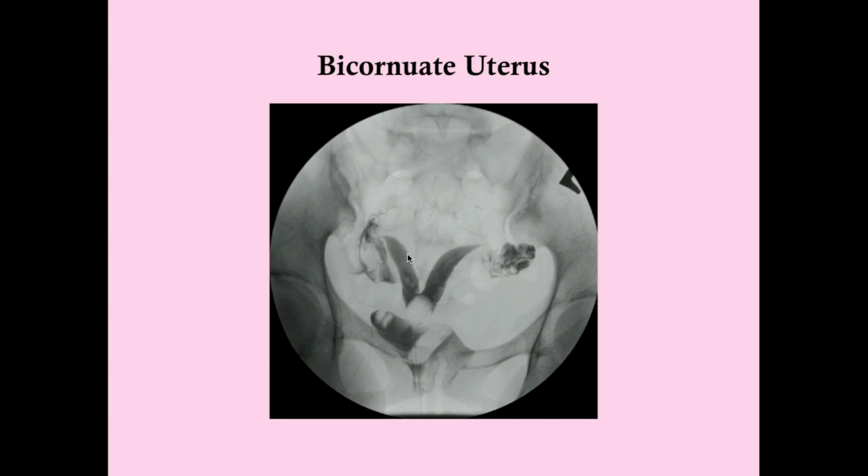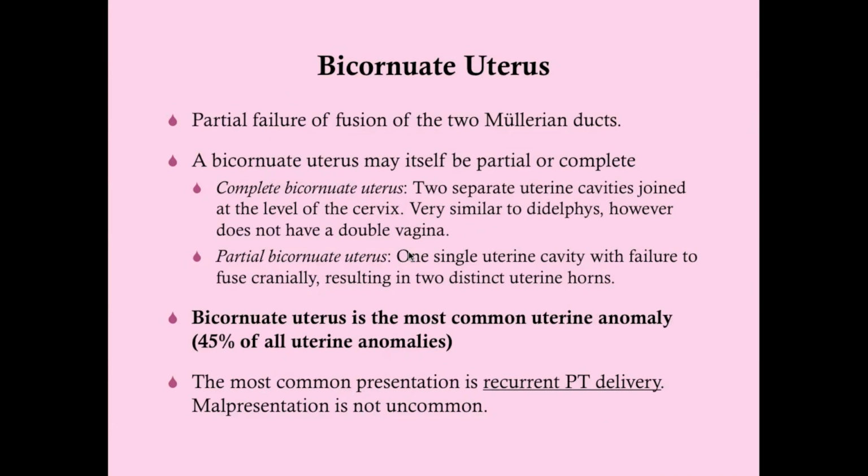Now, a bicornuate uterus is a partial failure of fusion of the two Müllerian ducts. So you can have fusion at the cranial part of the uterus, but not at the caudal part. Remember, the fusion starts caudally and moves cranially. So with the bicornuate uterus, you have two horns, but you can have, and you often do have, a single uterine cavity. Now this is going to look a lot different.